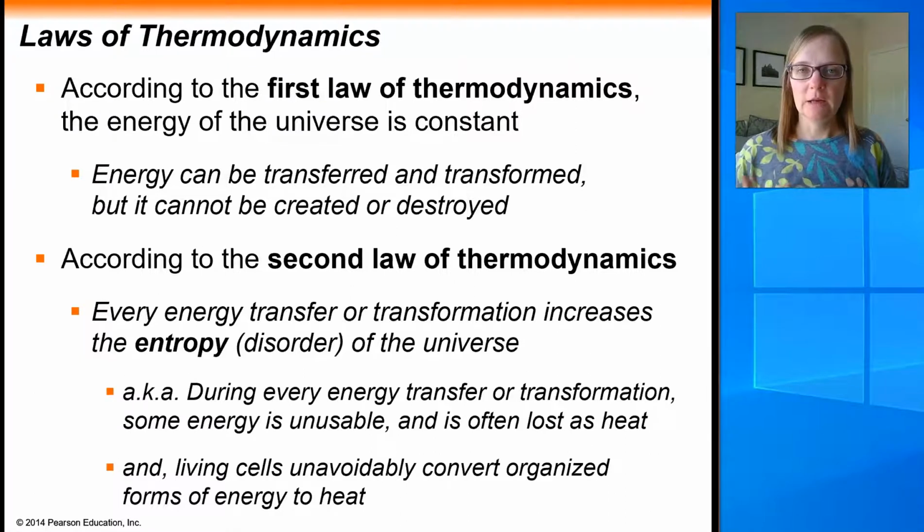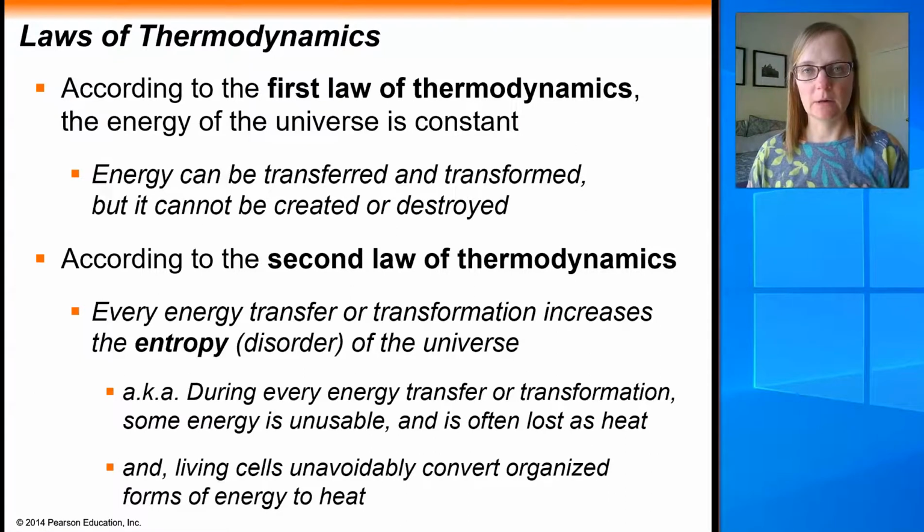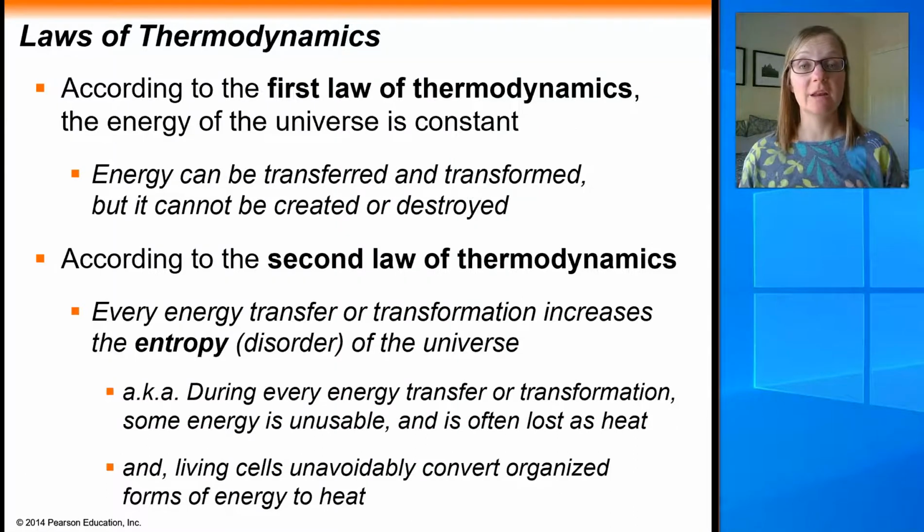So I've got an AKA here on this slide, maybe a better way of understanding this particular law. It says that during every energy transformation, some energy is unusable and is often lost as heat, right? So living organisms, we are really good at showing this. Second law of thermodynamics, right? We take really organized forms of energy like glucose molecules and we degrade them, right? We break them apart, we release energy, we use that energy in our bodies to drive cellular work, but a lot of that energy actually leaves our bodies as heat.